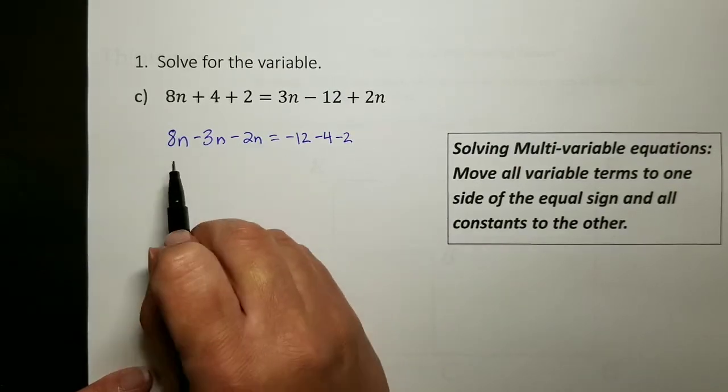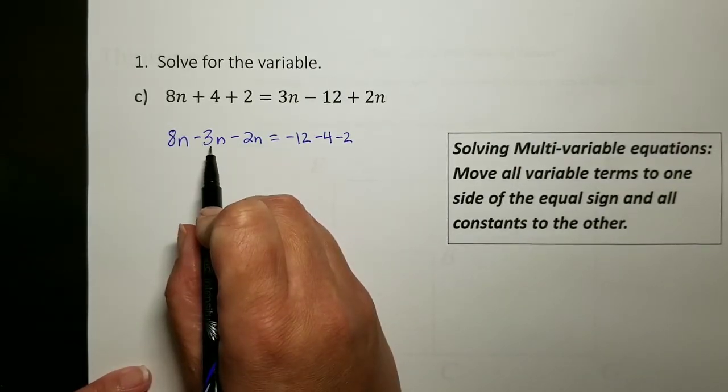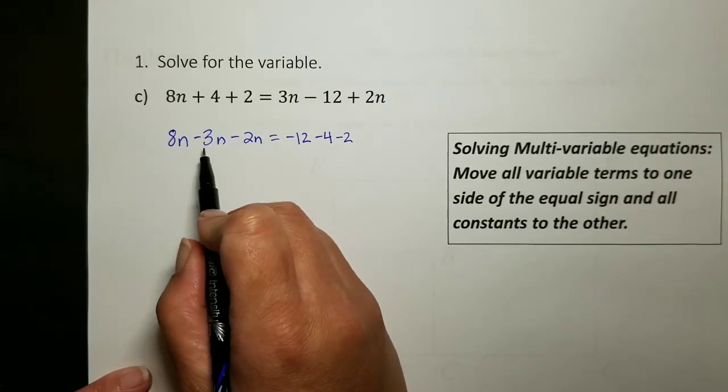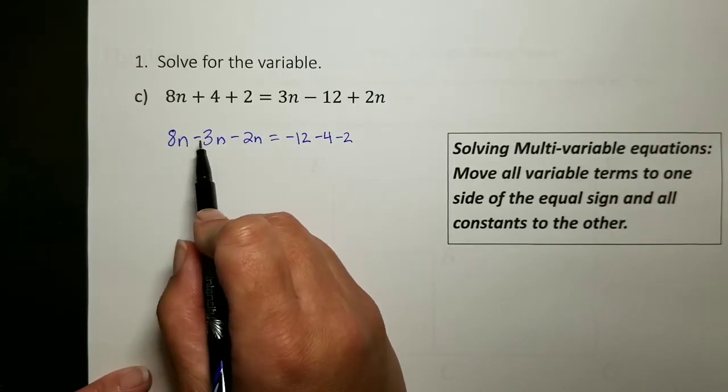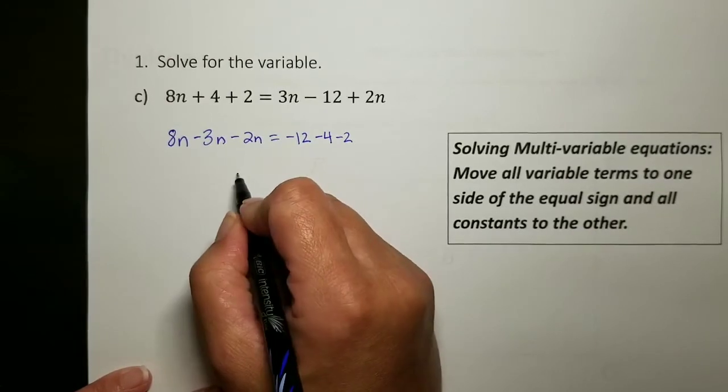Now I can do my like terms, 8n minus 3n. So remember, add and subtract coefficients, keep the variable the same. So that's 5n minus 2 more n is 3n.